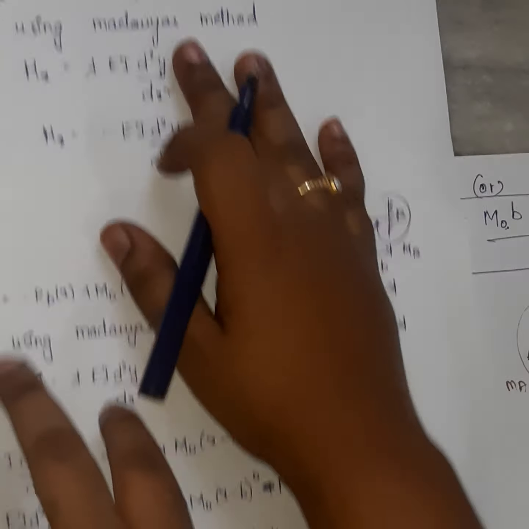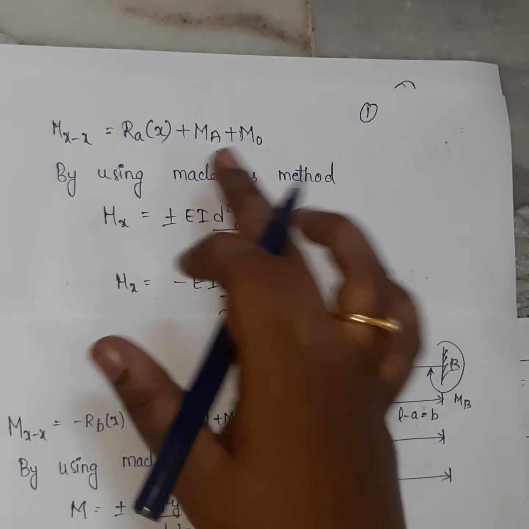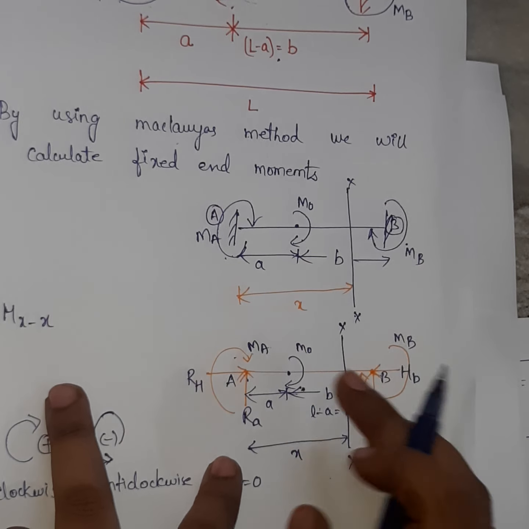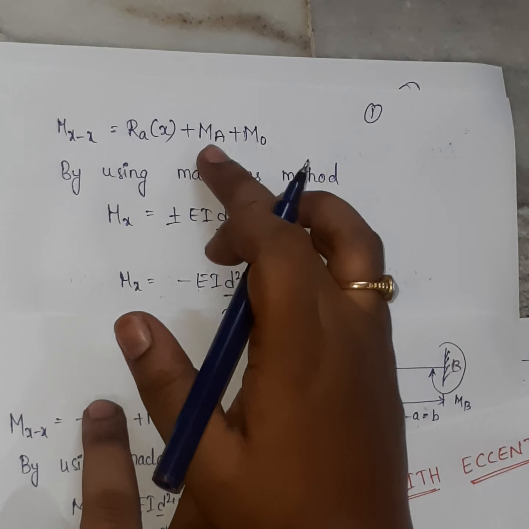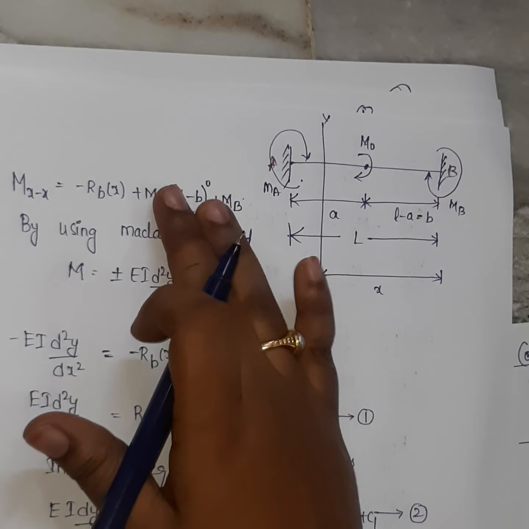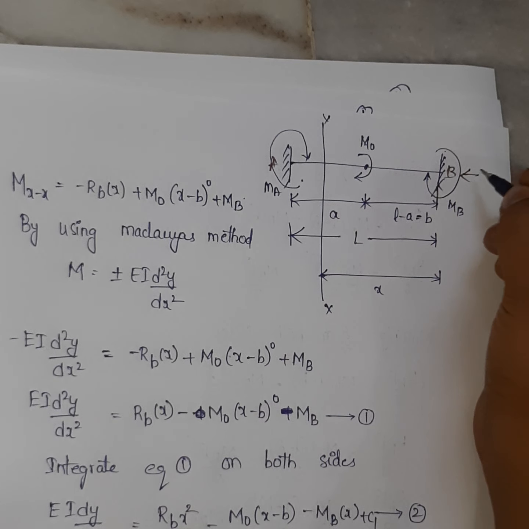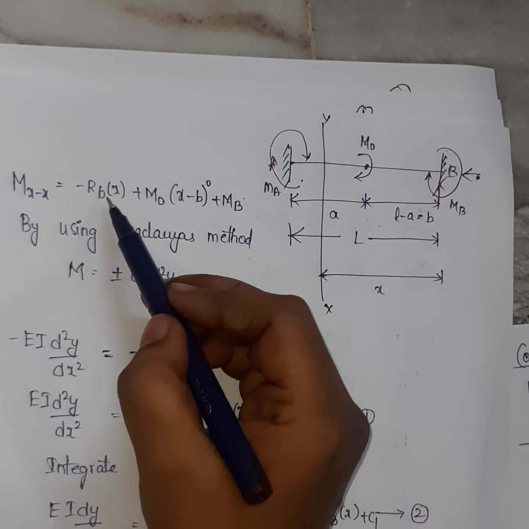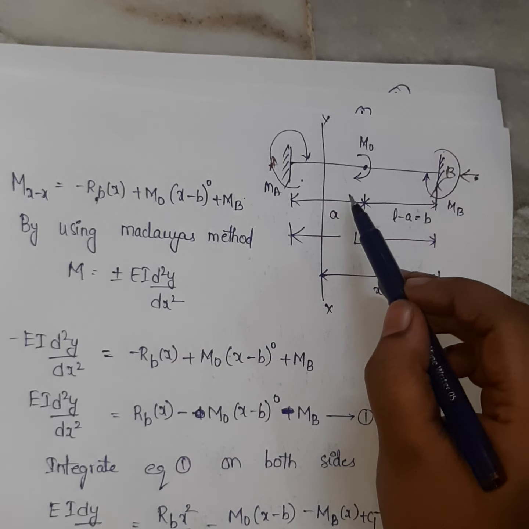See here, the moment at x is RA into x plus MA plus M naught. Why? Because if you take the section xx, the moments are RA, MA and M naught. RA acts in the clockwise direction, so I have written plus RA, plus MA, plus M naught. Here, if you take the section from right to left, the forces are horizontal force, vertical force and moment. The horizontal force is neglected. The vertical force is moving in the anti-clockwise direction, so I have written minus RB. The fixed end moment MB is also acting in the clockwise direction.